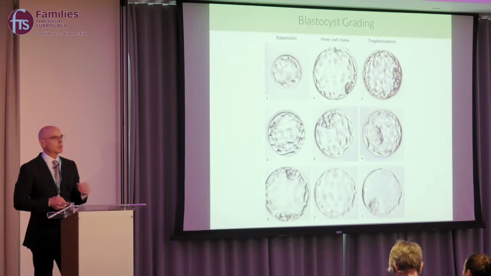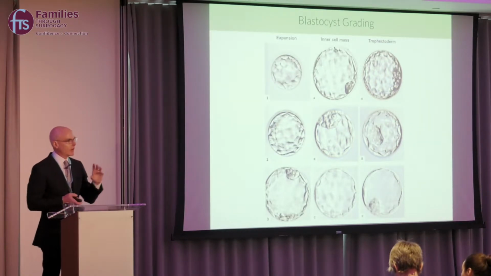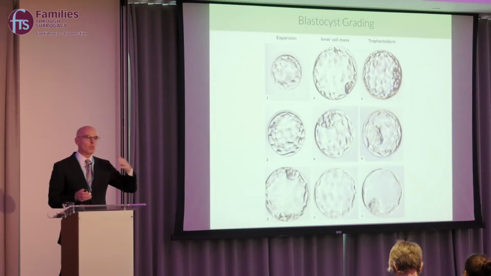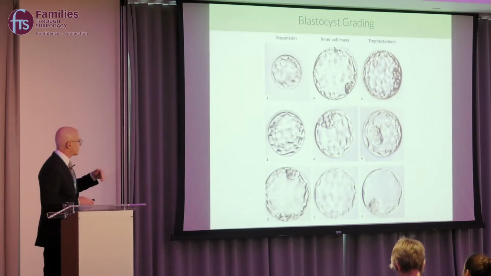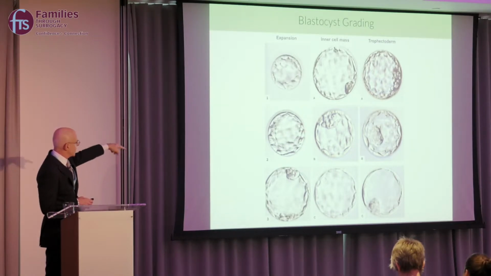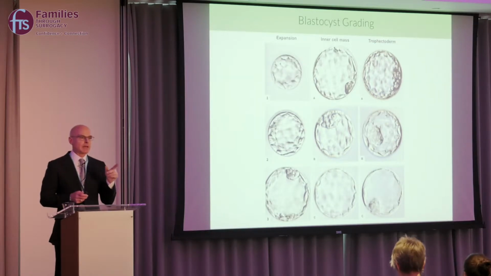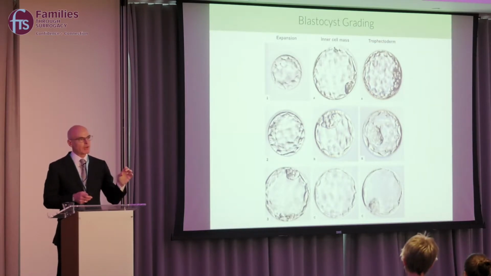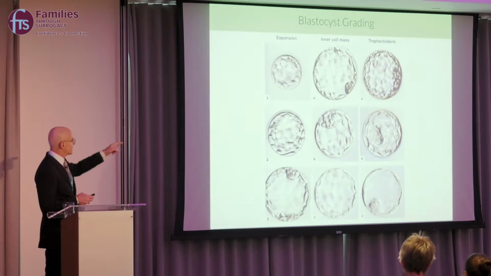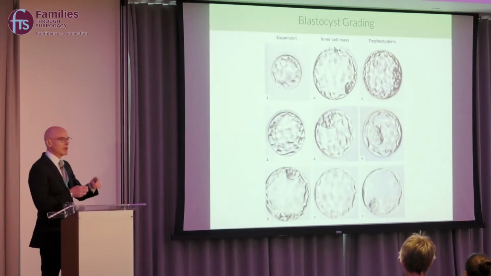Once embryos reach the blastocyst stage, they're given a grade, and the grade has a numerical component 1 through 6, which refers to the degree of expansion, 1 being the smallest, 6 being the largest, and then 2 letter grades, A, B, C. The first grade refers to the appearance of the inner cell mass, and the second letter refers to the appearance of the outer layer of cells, the trophectoderm.